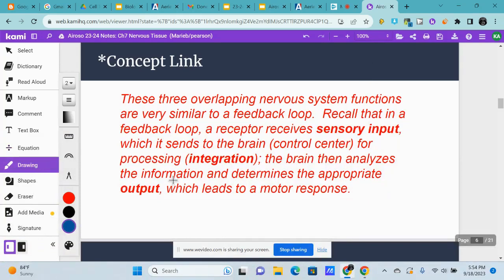All right, so this is basically the same. I've already gone over this. That the three functions of the nervous system are very similar to a feedback loop. Remember, first you got sensory in a feedback loop. Some sensory receptor notices some changes in your body, sends it to the brain, the control center, for processing and integration. The brain's going to analyze what to do, what's the best course of action. It's going to analyze the information, determine the appropriate output. And remember, when it's output, it's efferent. When it's input, it's afferent. And that's going to lead to a motor response.